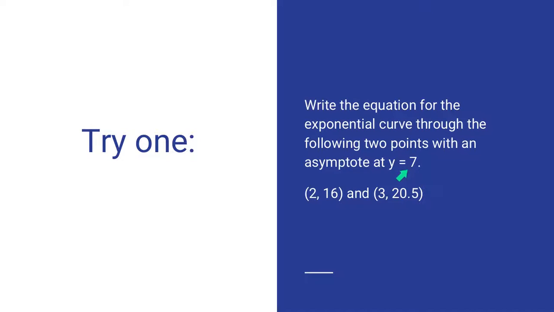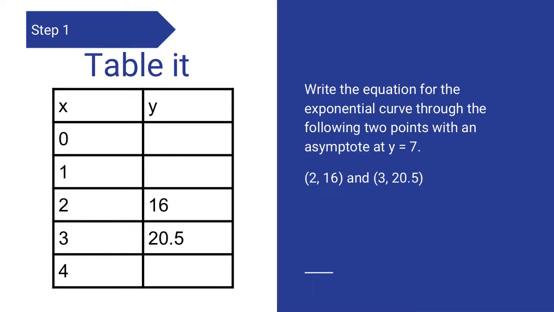Like it could be a real life story where they say the room temperature is 70 degrees. Well, then you'd have an asymptote at 70. In this particular case, they say the asymptote's at 7. So we're going to use these numbers with an asymptote at 7. So we build our table, because that's what we always do. So 2 is 16, 3 is 20, 25.